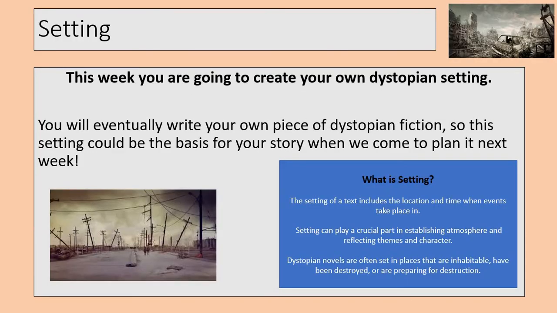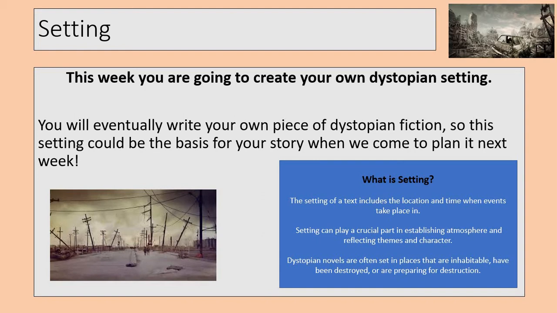So, as we said, we're going to be looking at creating our own setting, and eventually, as I've said also, you're going to write your own piece of fiction. So this is going to form the basis of your story. Now, in the blue box to the right, we've just got a reminder that setting of a text will include the location and time when events take place. Settings can play a crucial part in establishing an atmosphere and reflect the themes and characters.